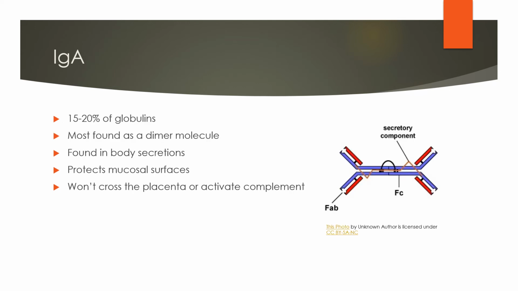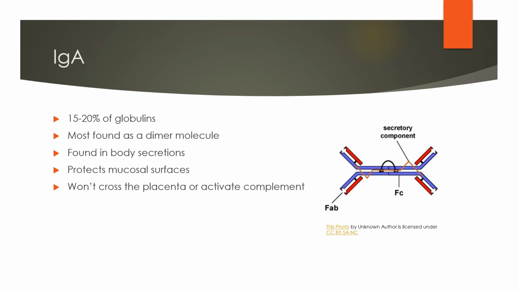IgA represents about 15 to 20% of the globulins. It is found in body secretions, including serum, but the serum concentrations are low. It is primarily found in saliva, tears, the bronchial area, GI tract, and sweat. It is synthesized in plasma cells of the respiratory tract, intestine, and excretory glands. It is the second most abundant serum antibody, and it is found in body secretions like I already covered, and it protects mucosal surfaces from bacterial invasion.